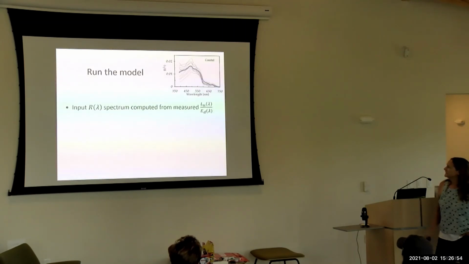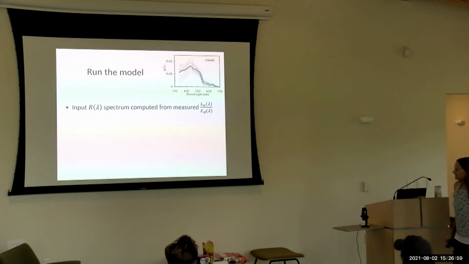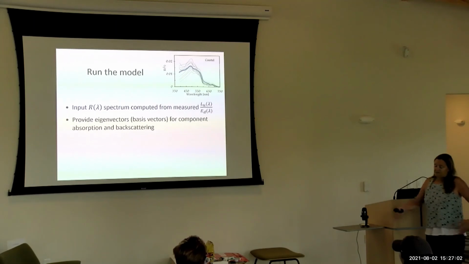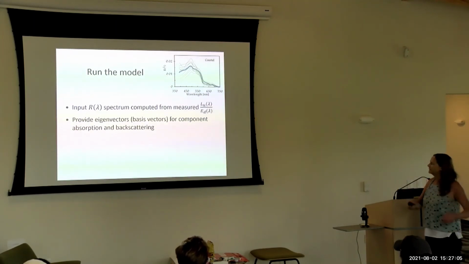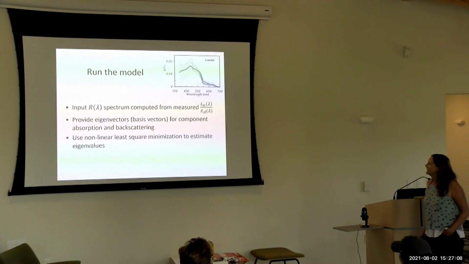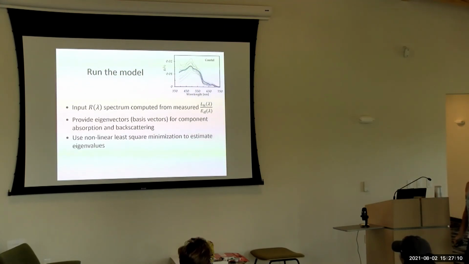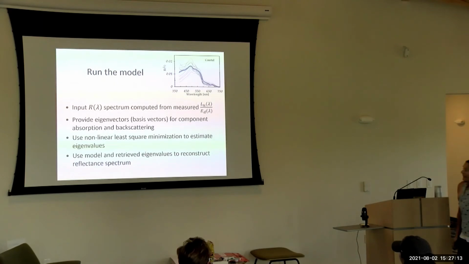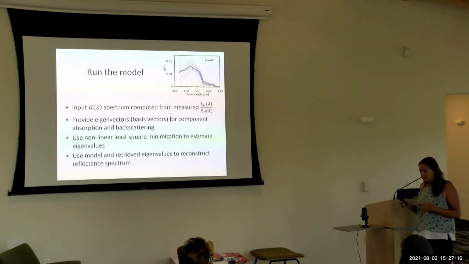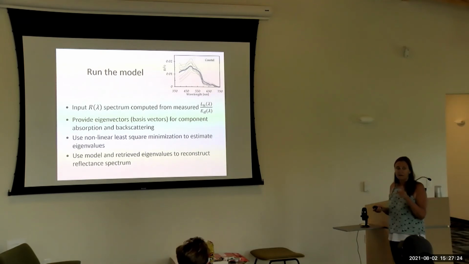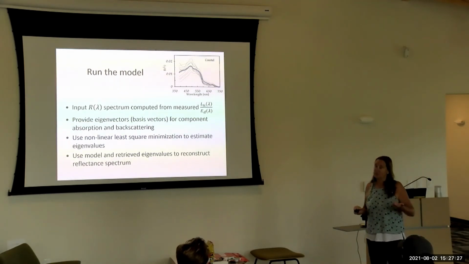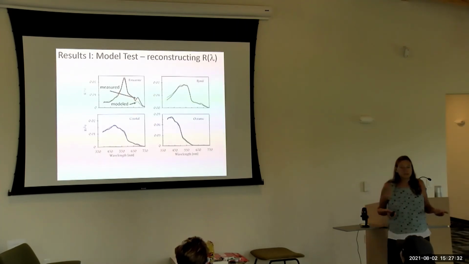So you run the model. You pick your spectrum from your Lu/Ed or Eu/Ed, and then you put in the basis vectors, which are like these, whatever, absorption and backscattering basis vectors. And then I used a nonlinear least squares minimization to estimate the eigenvalues. And then you take those eigenvalues, you multiply them by your eigenvectors, and put them back in the equation, bb over a plus bb. And you get a reflectance. You get a modeled reflectance. You compare that to your measured one to make sure that the minimization looks good, right? So it looks like this.